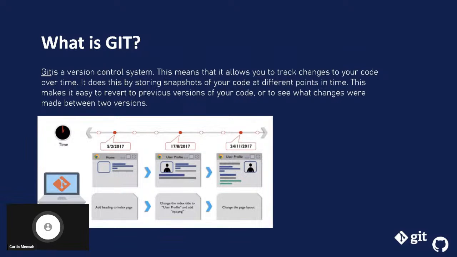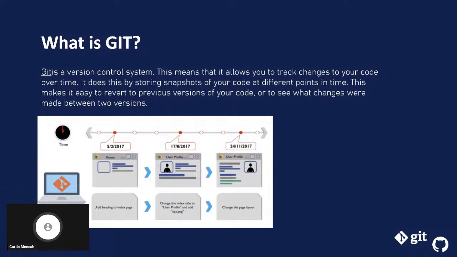Okay, so we get to the question: what is Git? Git is a version control system. This means it allows you to track changes to your code over time. It does this by storing snapshots of your code at different points in time. This makes it easy to revert to previous versions of your code or see what changes were made between two versions. So this is a diagram.